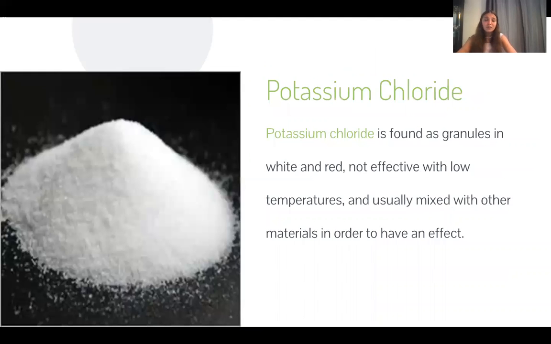Potassium chloride. Potassium chloride is found as granules, just like the salt on your table, and it's found in white or red. It's not effective at low temperatures and is usually mixed with other materials in order to have an effect. Because it's not really usable for lower temperatures, it's not really used on roads.